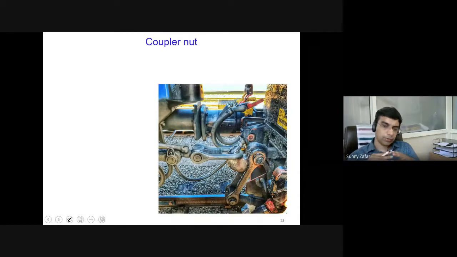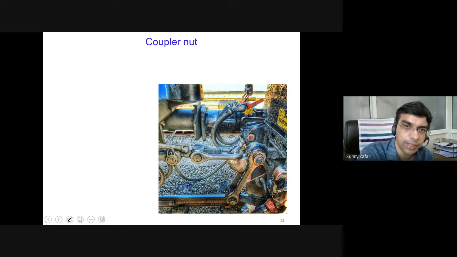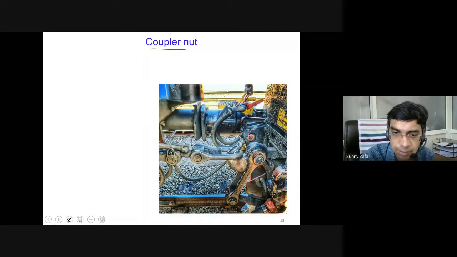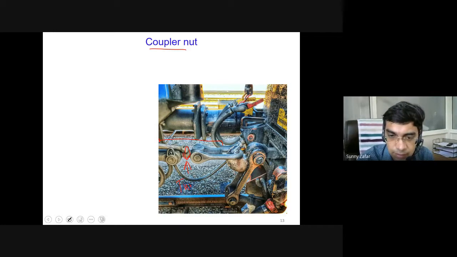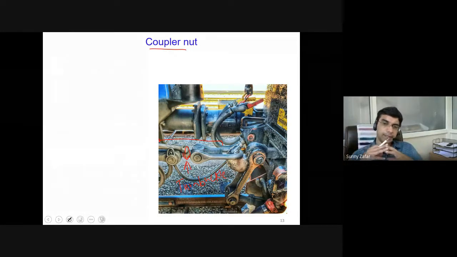Next, I am coming to some more realistic applications of the threaded fasteners. Threaded fasteners not only hold two static pieces together, but they are also very useful in transmitting motion and torque. This is an example of a coupler nut. I'm showing here a coupler nut. So where is this coupler nut? This threaded portion you see here starts from here and ends here, and in between there is this turnbuckle. We call this a turnbuckle, which you can practically rotate just to tighten and untighten.